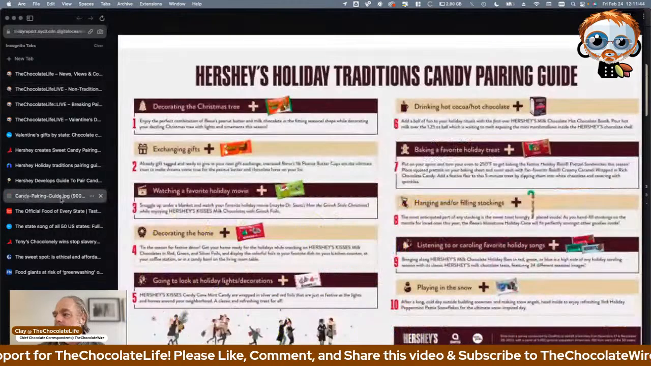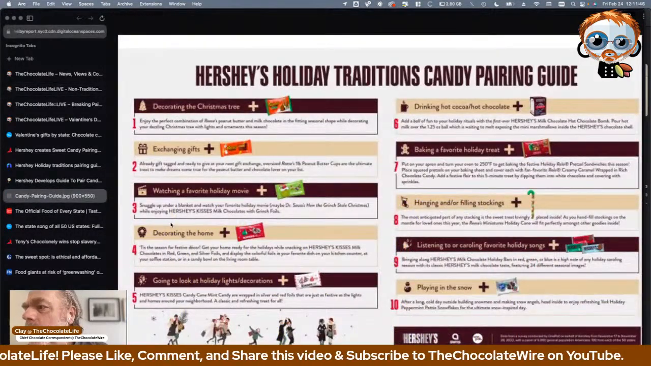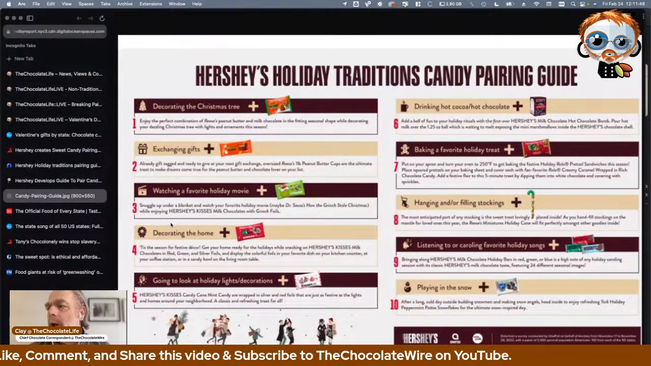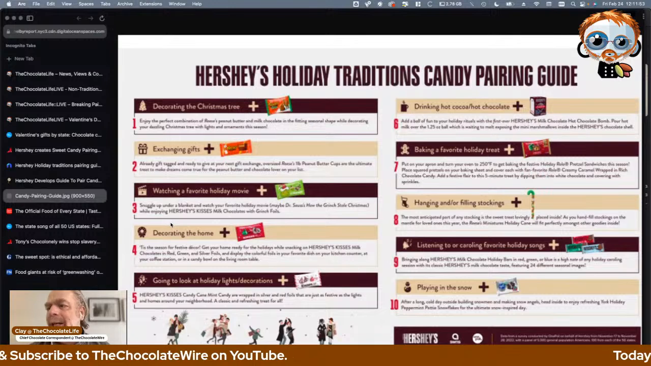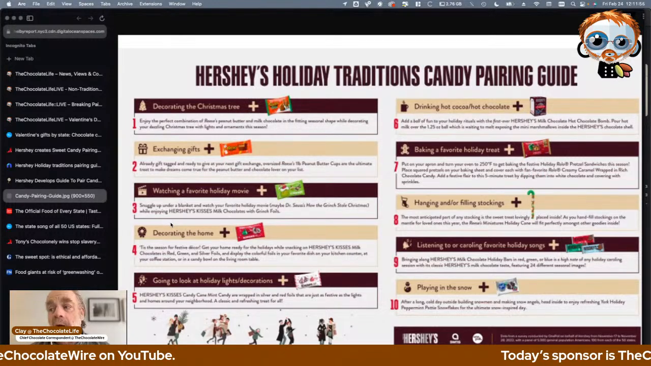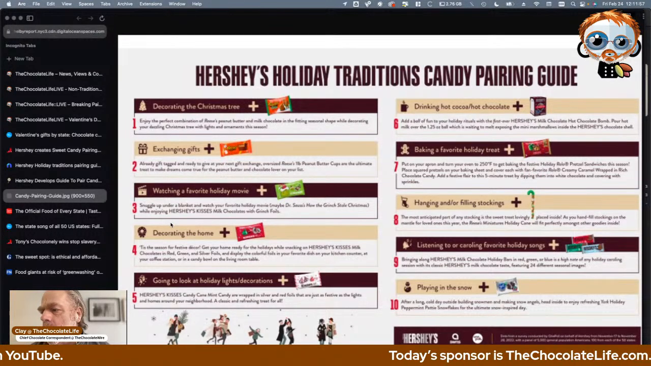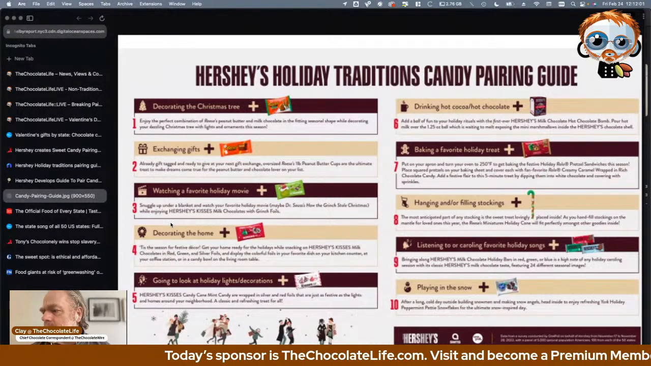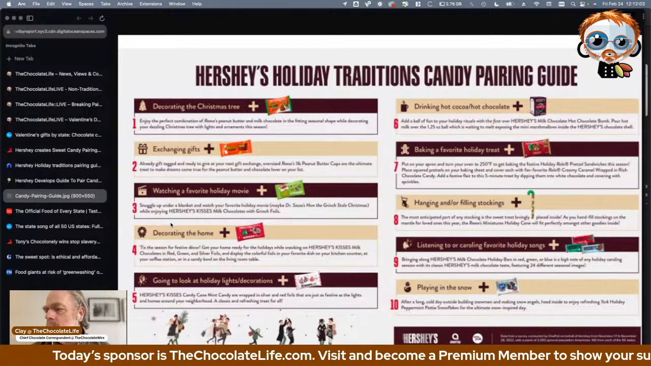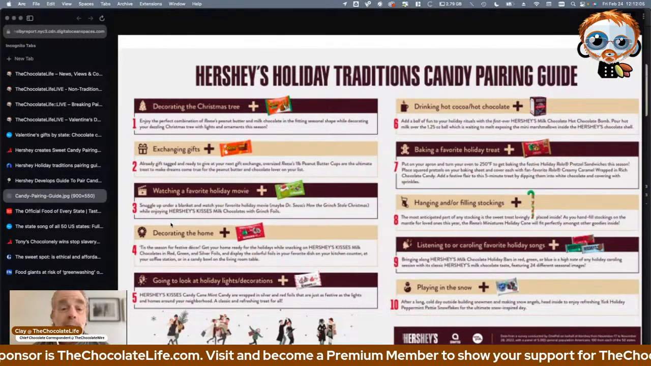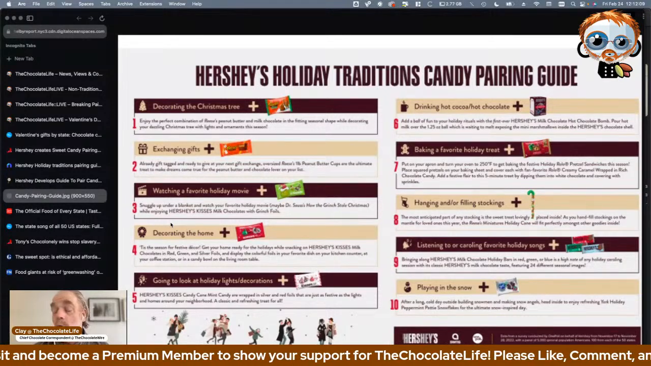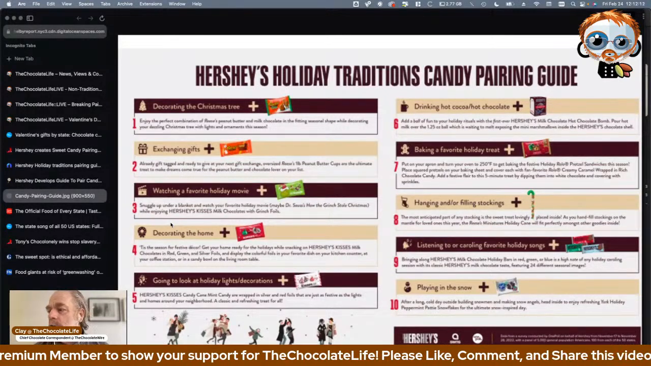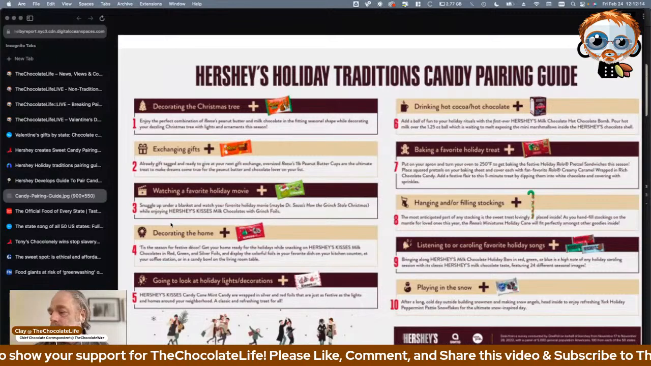So this candy pairing guide. They're saying decorating the Christmas tree, for some reason, they recommend peanut butter and milk chocolate. So I think the Reese's peanut butter cups. I'm not certain what that's got to do with it. For watching a favorite movie, they suggest Dr. Seuss themed Hershey's Kisses. That makes sense if you're watching How the Grinch Stole Christmas. They apparently have Grinch themed packaging for ads.